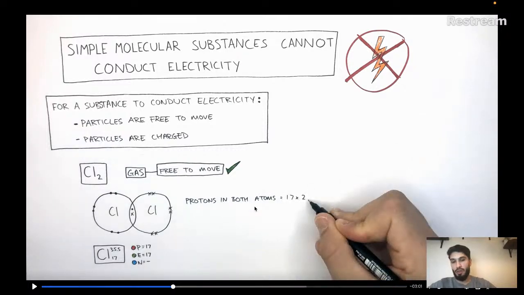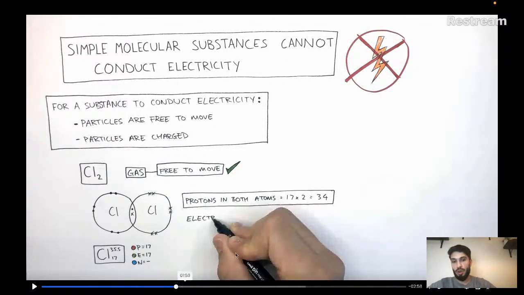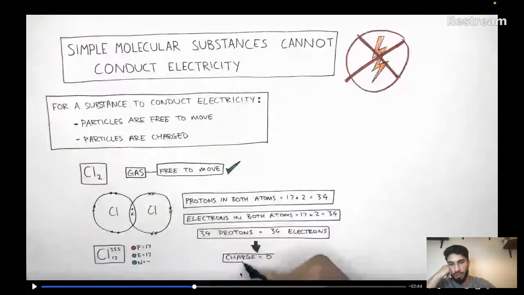So the protons in both atoms, 17 times 2, we've got 34 protons, which gives us a charge of plus 34. So 34 protons and 34 electrons, they cancel each other out. So the charge is 0. So molecules, therefore, have no charge.